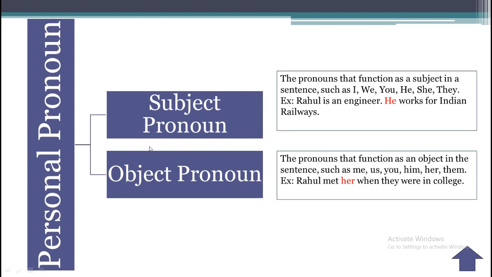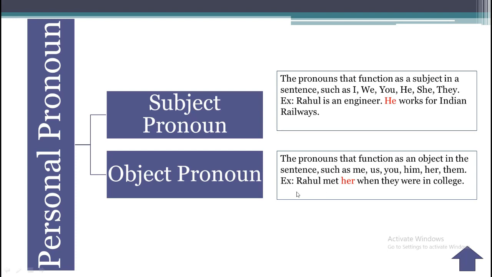Moving on to the next type, that's the object pronoun. Here this pronoun functions as an object in the sentence. It's not the subject, it's not the person or the thing which is doing the action. Instead, it receives the action. For example, such as me, us, you, him, her, them. Now how? Let's see. Rahul met her.